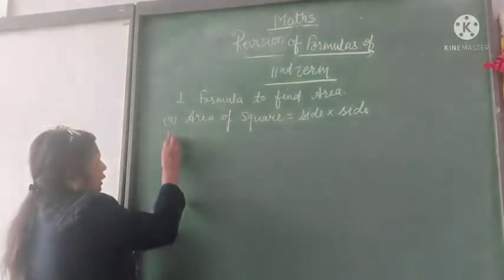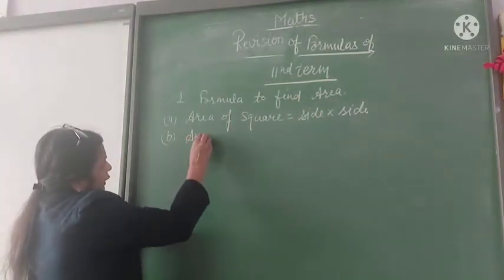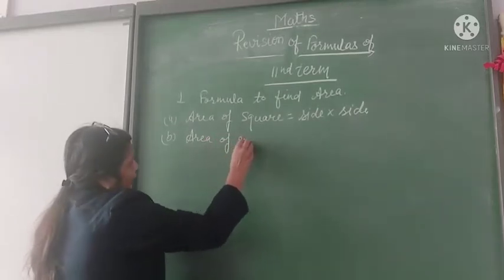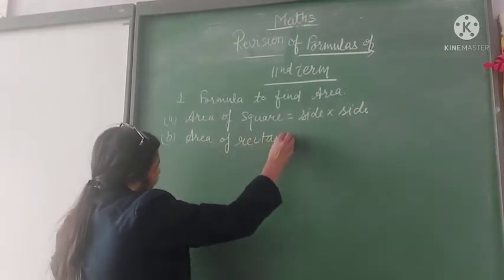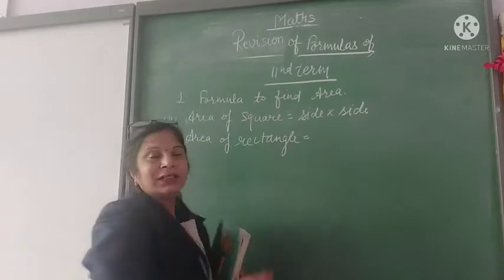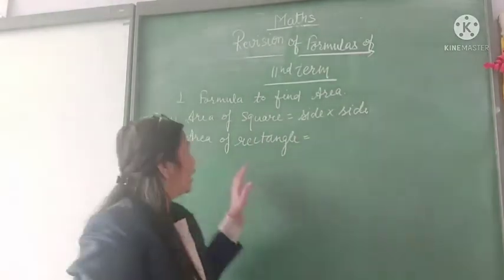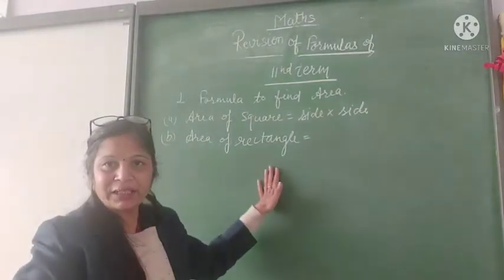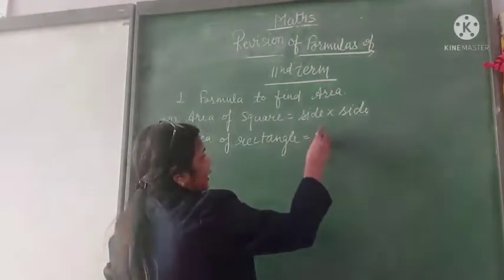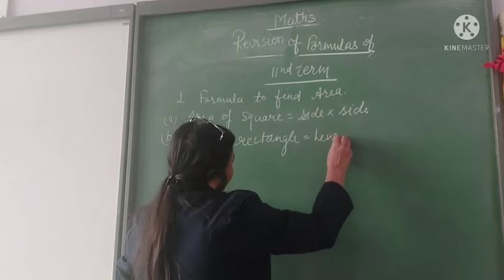Next children, B, area of rectangle. Children, all of you know the opposite sides of rectangle are equal, and the area of rectangle is equal to length into breadth.